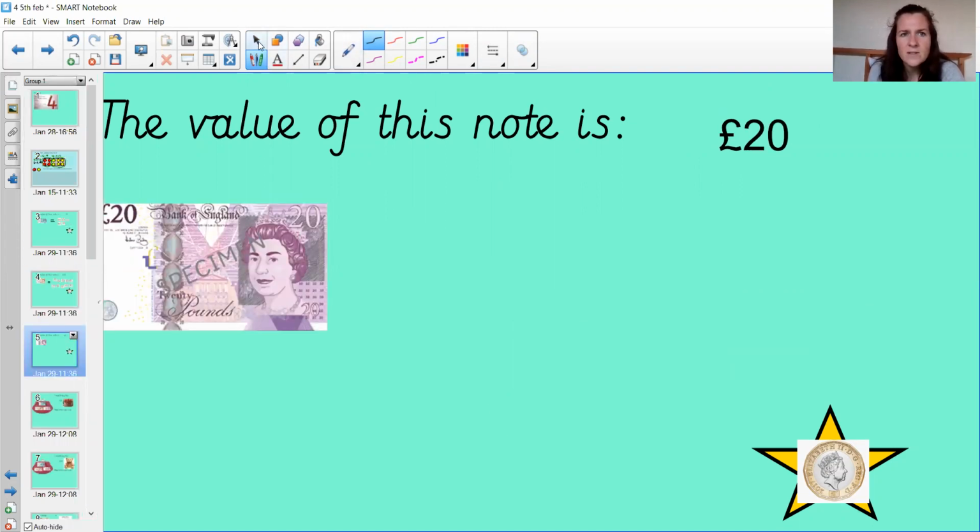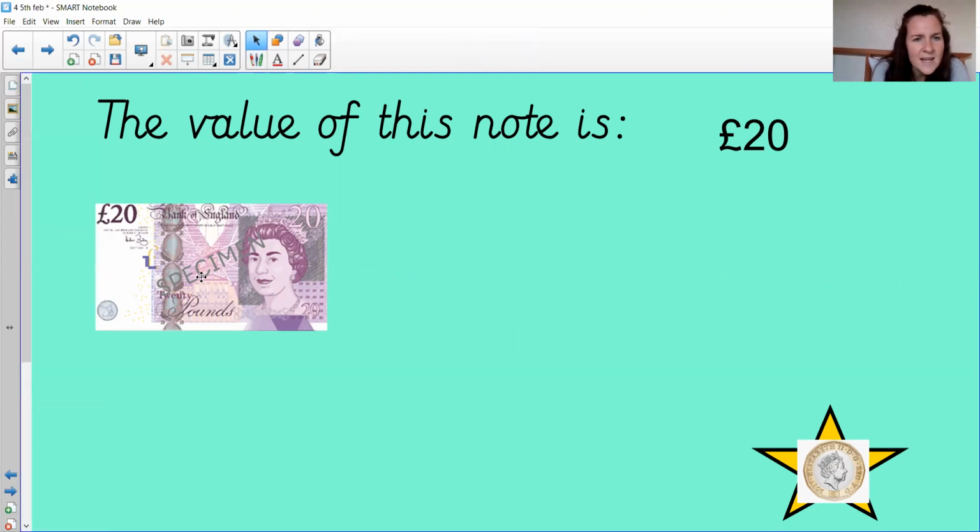Moving on, our last one of these. Now look at this note. I can see the number 20 here. I can see a 20 here. I can see 20 written in words. So that must be telling me that we're working with a £20 note. Now, how many coins do you think would represent our £20 note? Have a chat to the person next to you. How many pound coins do you think we need? Shall we find out? Let's work it out together.